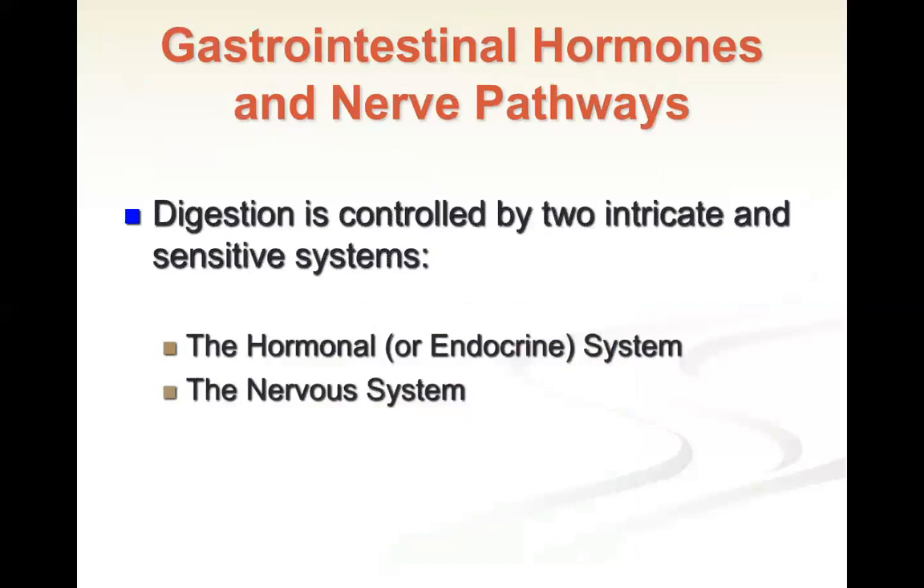How is digestion controlled? Digestion is controlled by the hormonal system as well as the nervous system. There are nerve receptors in the stomach wall that respond to the presence of food and cause gastric glands to secrete the gastric juices and cause the stomach to contract. When the stomach empties, there are additional receptors that will tell the gastric glands to stop secreting hydrochloric acid because the stomach is now empty.